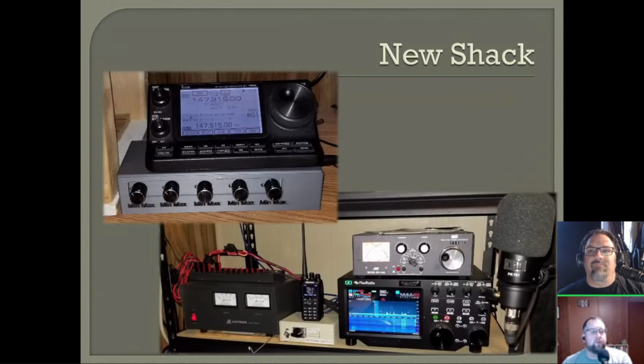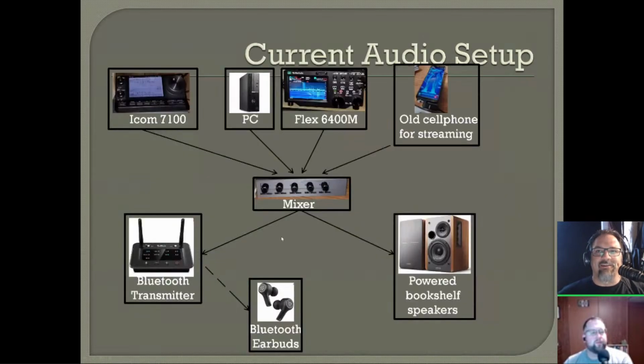I've been very happy with it, except for sometimes when I turn off my Flex 6400, I can hear the audio coming from the mixer through the front speaker on the radio. Yep. So I'm thinking there's some kind of back feed, and I'm hoping there's a way to alleviate that as well. There is. Yep, we'll be talking about that later.